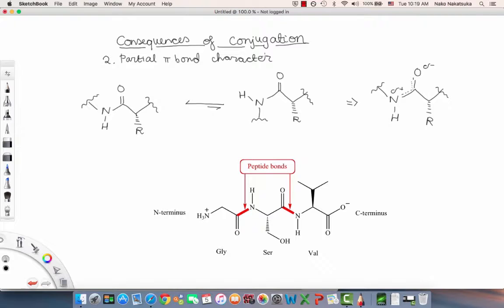And this leads to a couple of things, such as resistance to conformational change. And this is also indicative of the barrier to rotation. And this also causes planarity of atoms in the conjugated p orbitals.